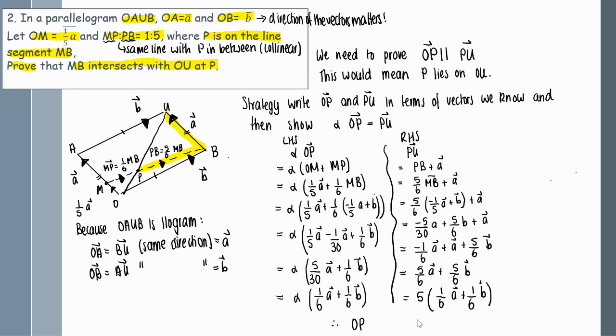This means that the vectors OP and PU are not only parallel, but the point P lies on them, which means these points O, P and U must actually all lie on the same vector, vector OU, or the diagonal of our parallelogram. In this way, because point P also lies on MB, we can say that these two lines, OU and MB, intersect at point P.